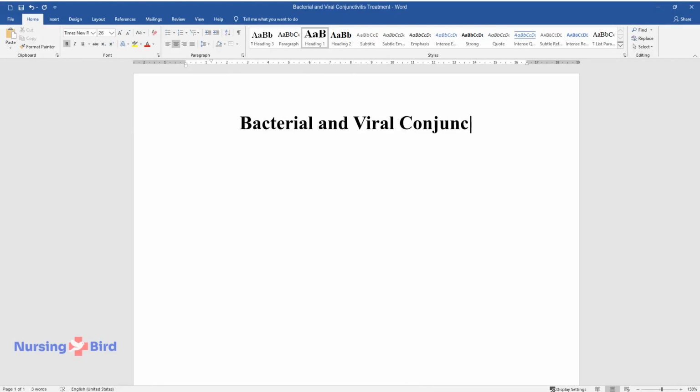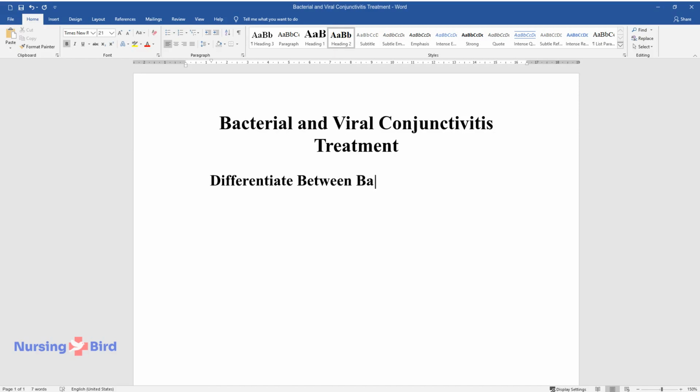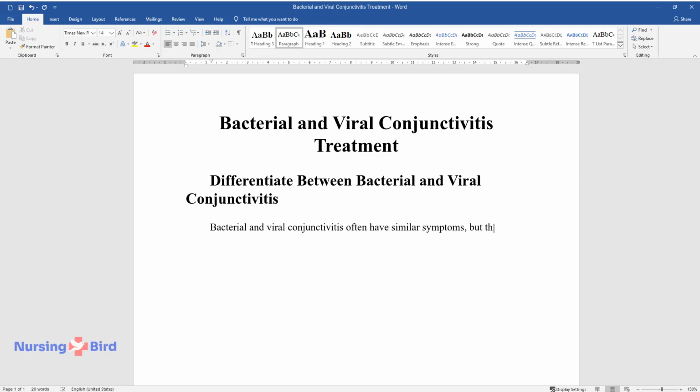Bacterial and viral conjunctivitis treatment. Differentiate between bacterial and viral conjunctivitis. Bacterial and viral conjunctivitis often have similar symptoms, but they vary in terms of origin. Bacterial conjunctivitis is caused by a bacterial infection, whereas viral conjunctivitis is caused by viruses.